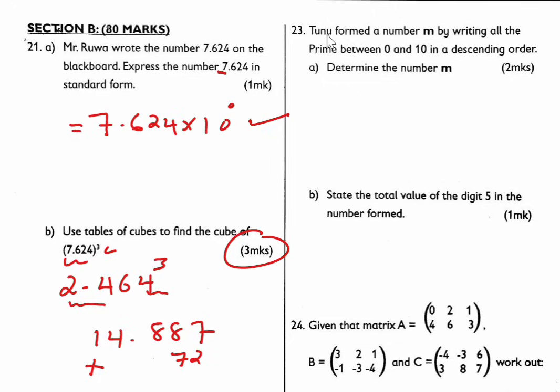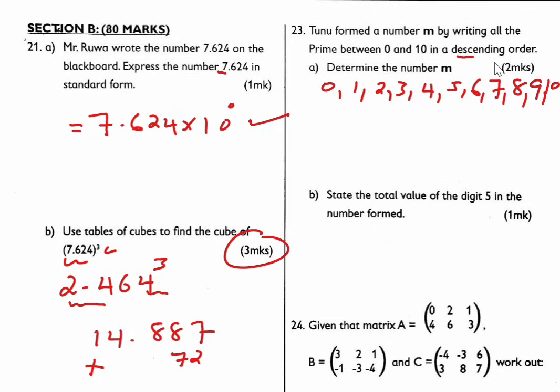Number 23. Bruno formed a number M by writing all prime numbers between 0 and 10 in descending order. Determine the number M. Therefore, we're going to write the numbers from 0 to 10. So we have 0, 1, 2, 3, 4, 5, 6, 7, 8, 9, and finally we have 10.